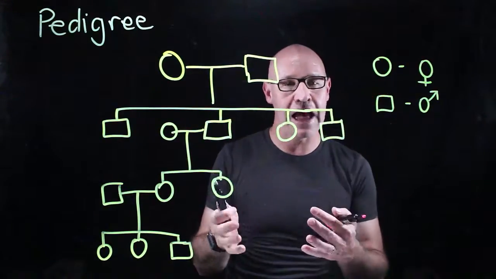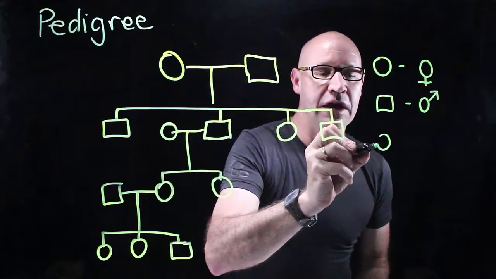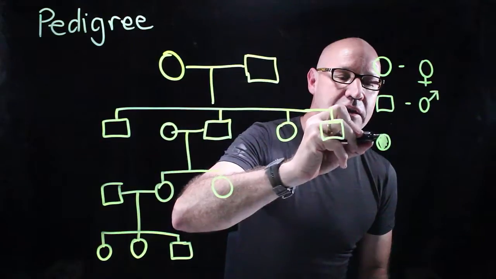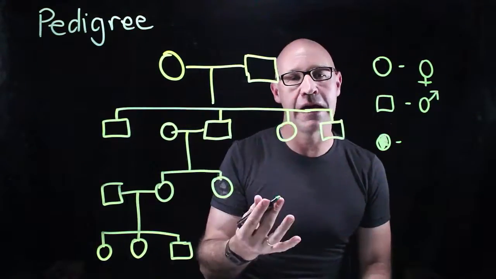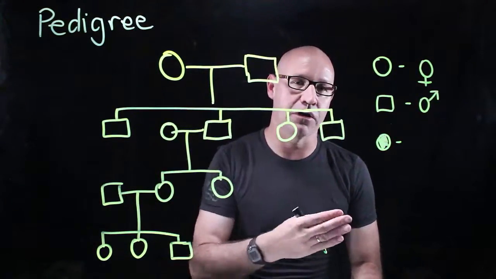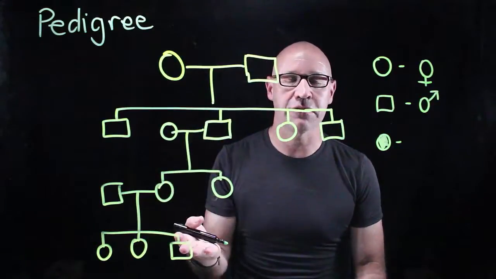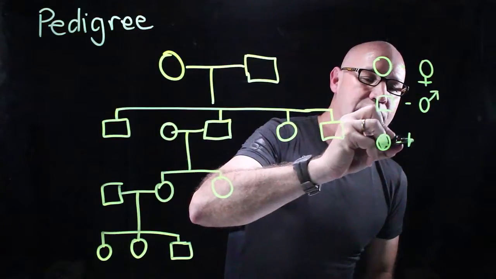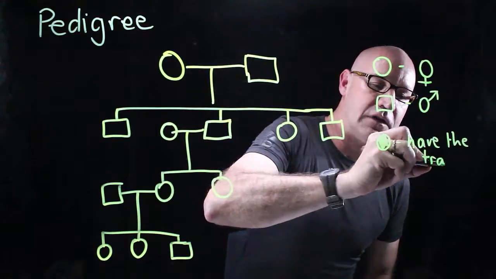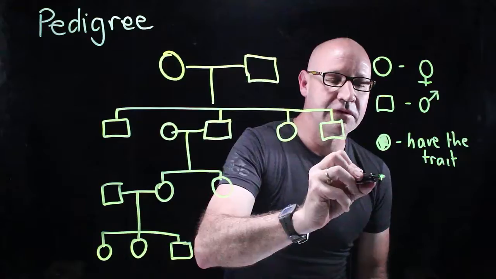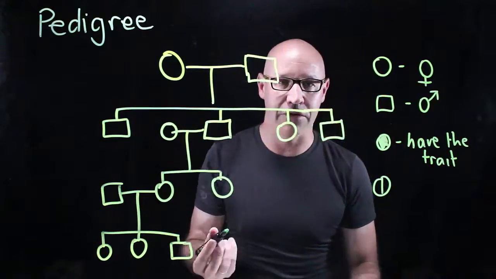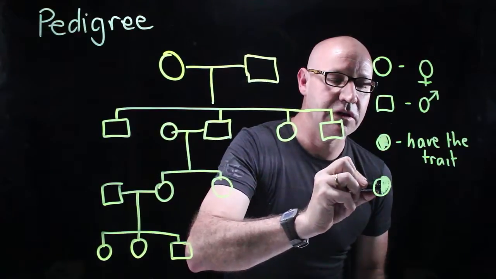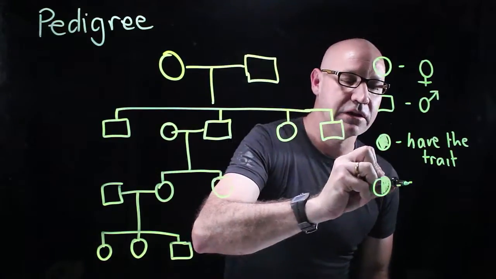If somebody actually has the characteristic that we are following, we shade the whole thing. So they have the characteristic, tongue rolling or cystic fibrosis or whatever it is that we're following. Okay, they have the trait. Now, often we also demonstrate that if they are a carrier of the allele for the trait but don't actually have it themselves, we can shade half of it in like this.